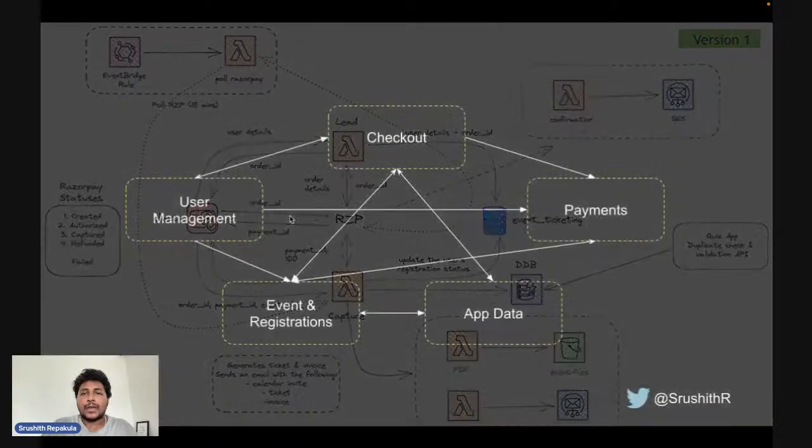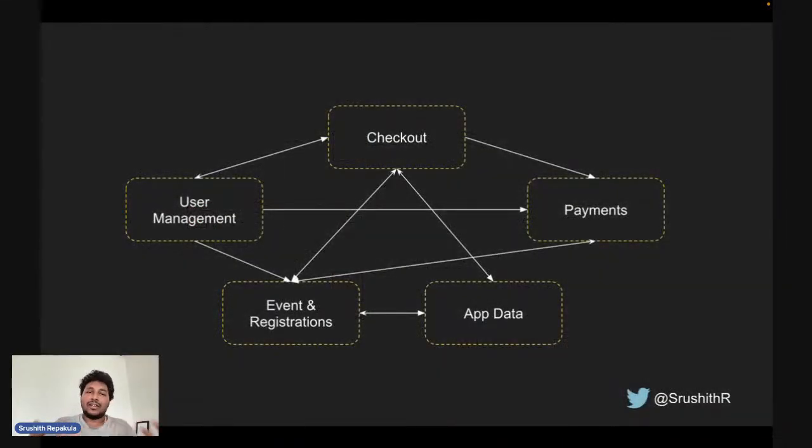Now, if I have to put it in something more understandable, here you can see there are a few high level components. You have the checkout service, payments, app data, event and registration, and user management, right? At a high level, this is again a real world example of what we use in Confab. As you can see, they are interacting with each other. There's cross communication and everything, right?